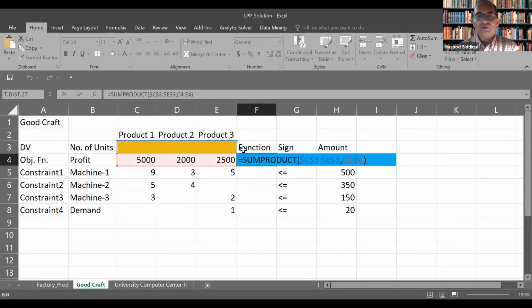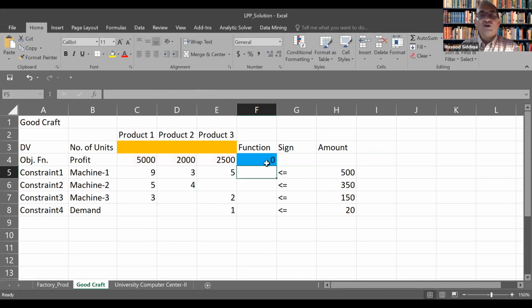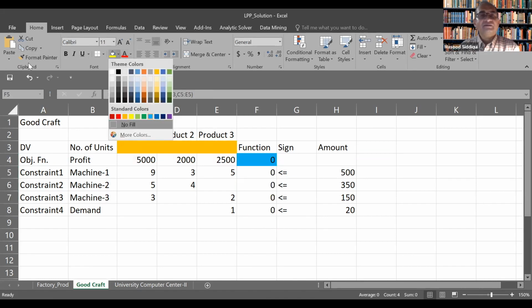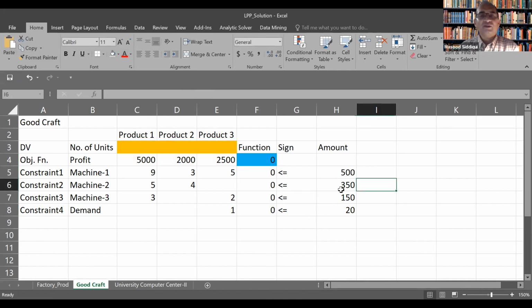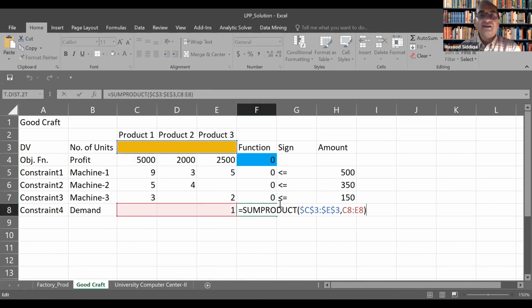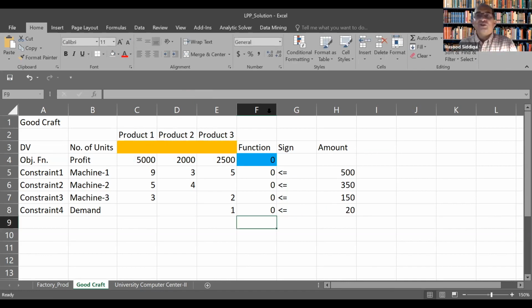Right? This is the full formula, and we will copy this formula, and we can check the last formula again. So this is the formula, right? It has been corrected. Now we are going to use solver.